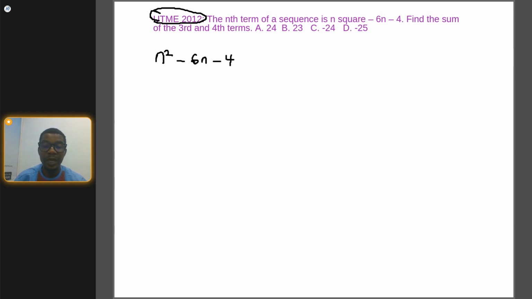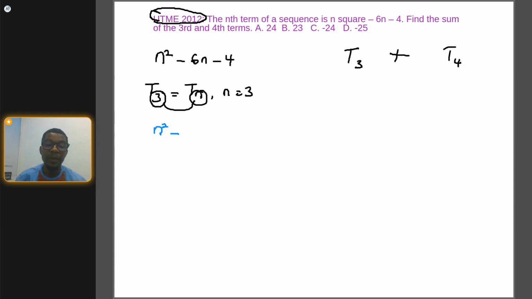So we are asked to find the third and the fourth term. Then we'll find the sum of it, that is adding both responses together. So let's go ahead to get the third term. Tn is the same thing as T3, which implies that n equals 3. So we're going to substitute n equals 3 in this expression.